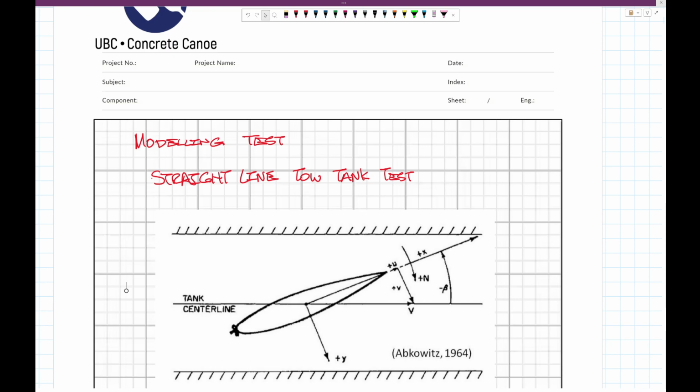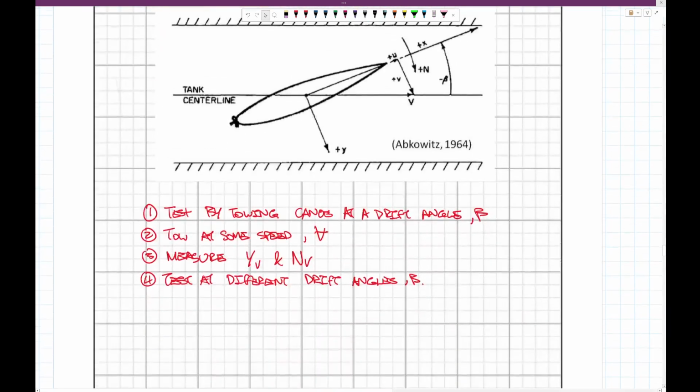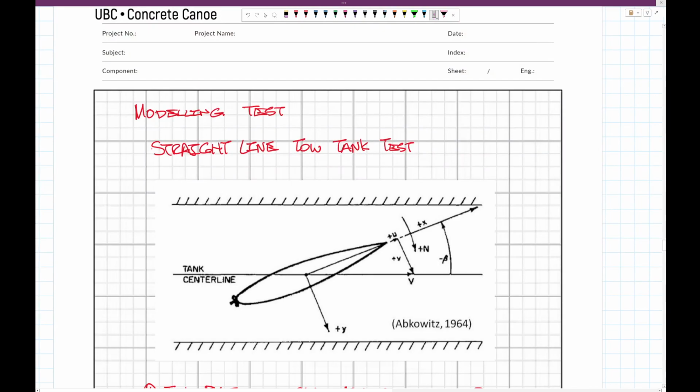They would pull it at a certain speed, which is denoted here as v, and they would break down that sway force, I guess the sideways transverse velocity, quite simply with just some easy trigonometry, right? And they would also measure the moments as well. So how readily is the boat trying to turn?